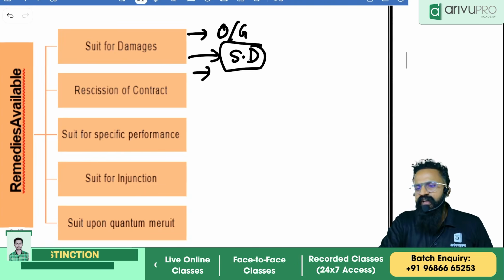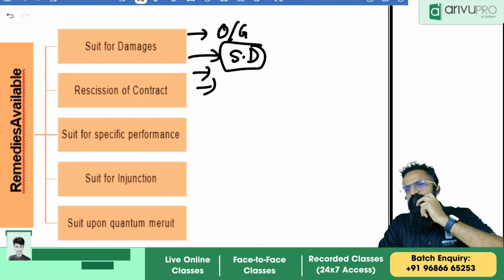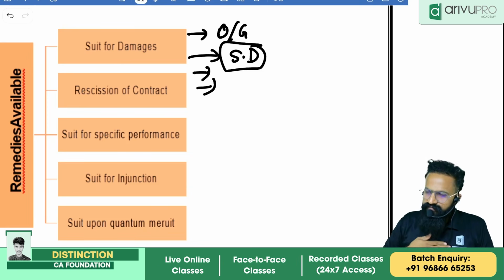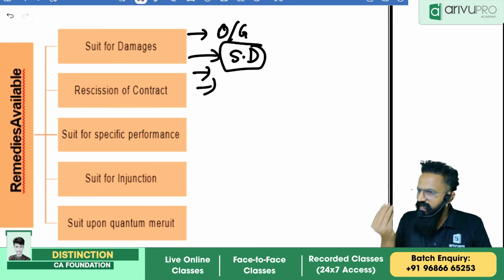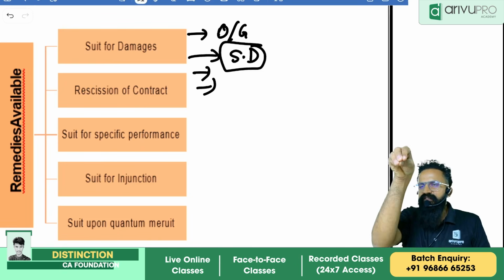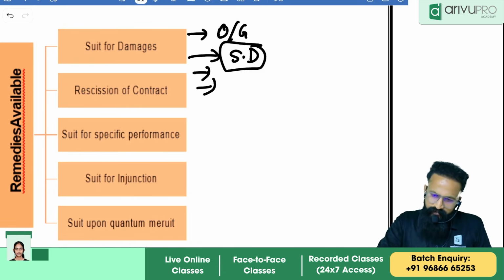The fourth type of damage is called nominal damage. What is nominal damage? Nothing happened. You have not suffered any loss, but there is a breach. You will get some reasonable amount.